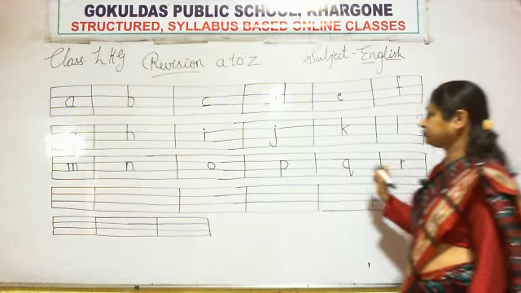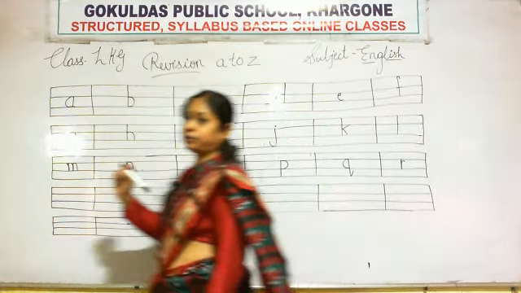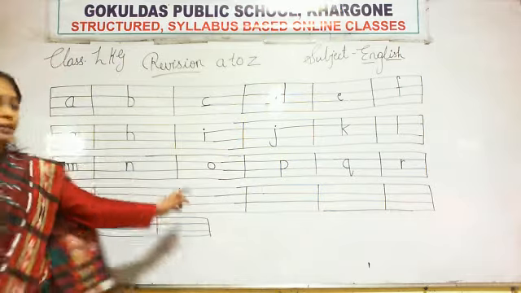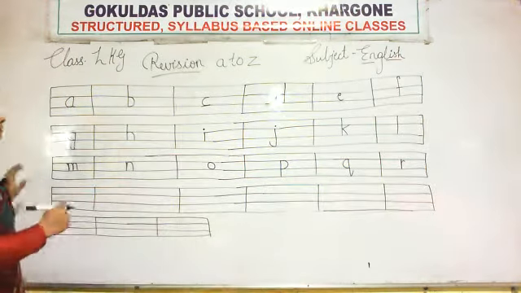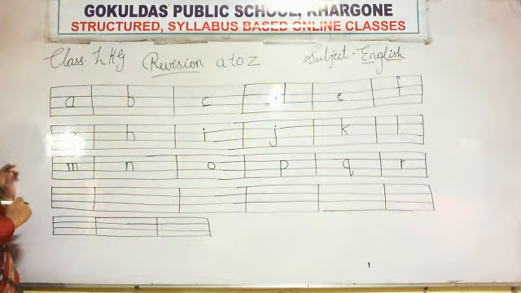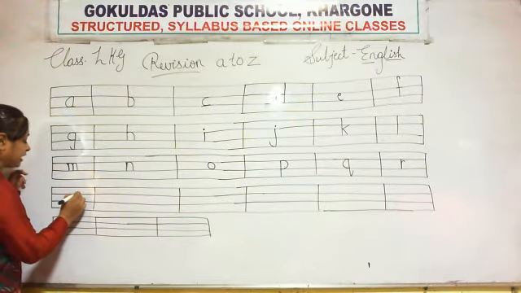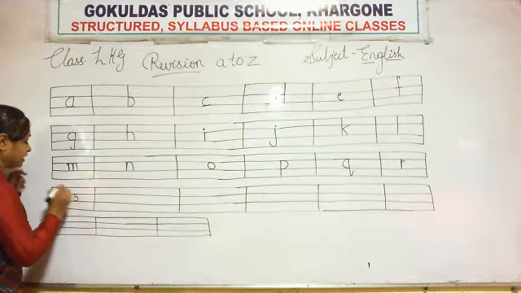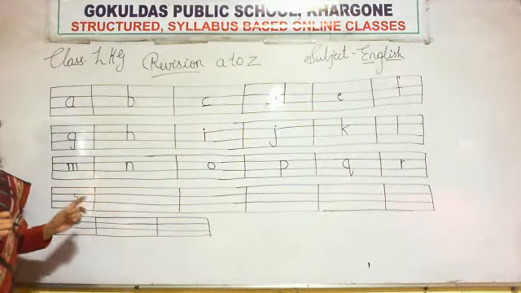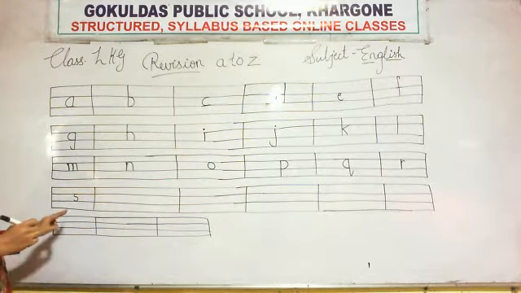Okay. Done in the notebook till R? P, Q, R. After R, which letter will come? S. We will write letter S in 2 lines only.